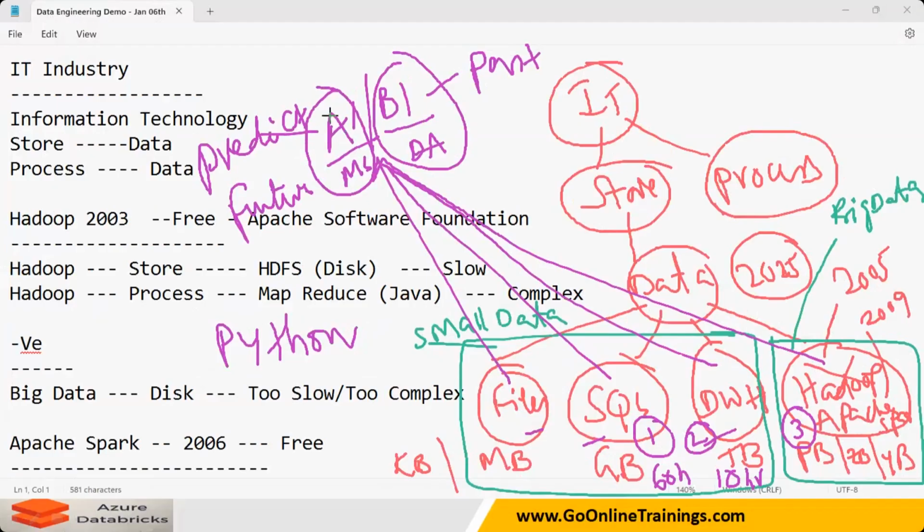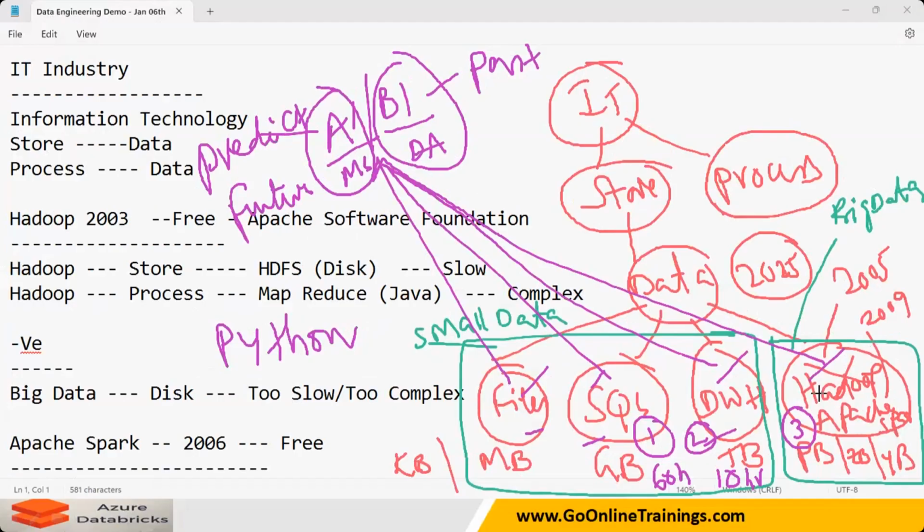So the AI team is going to be predicting the data. The BI team is going to be getting your data maybe from here, maybe from here, maybe from here, and they'll be doing a lot of past understanding. Understanding the past is called data analytics, and predicting the future is called AI or ML.